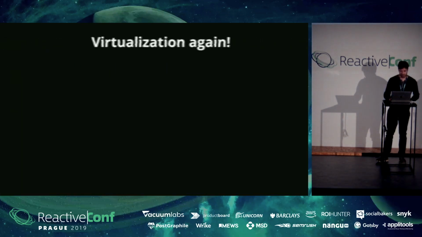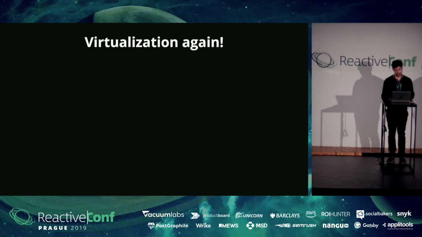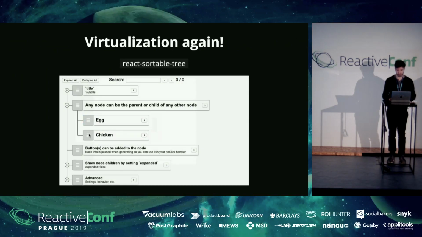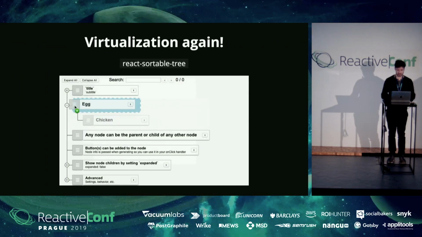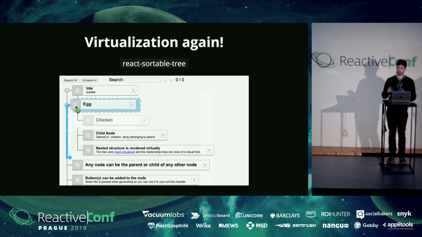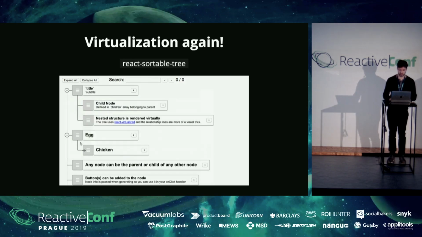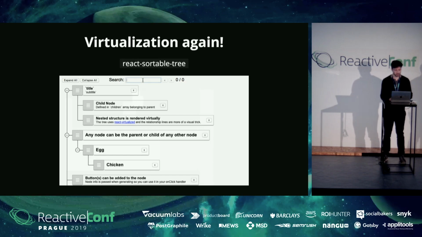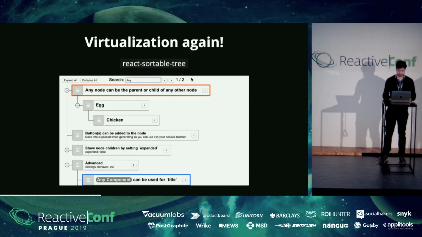Anyway, here, virtualization, again, is really useful. I've been using React Sortable Tree, which is giving you a good start if you want to make some kind of business rules that you can drag and drop on the screen. In my case, I'm using a heavily customized version of it.